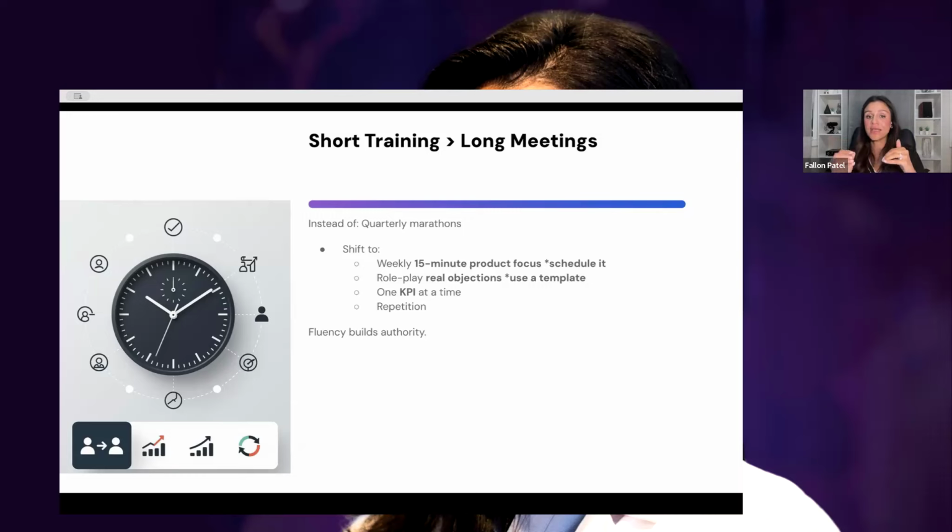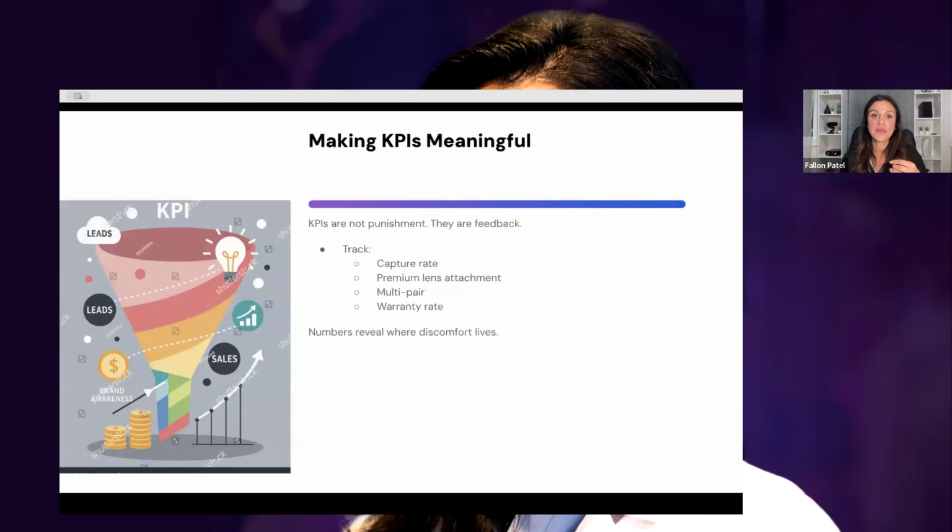But we focus on one at a time. So we'll focus on one of those KPIs and make sure everybody understands how we're going to get there before we move on to the next one. And of course, repetition, so this fluency builds authority. And also it's really important to celebrate those wins and acknowledge when you do move momentum, because you gain more confidence to continue going. And so how do you make those KPIs meaningful?